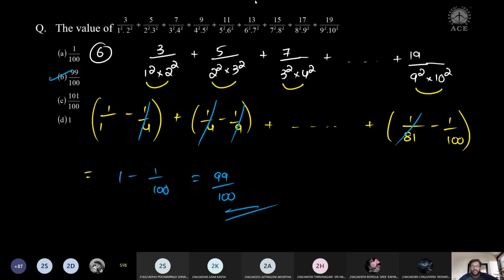99 divided by 100. See this question. Okay, 3 divided by 1 square into 2 square, 5 divided by 2 square into 3 square, 7 divided by 3 square into 4 square, and so on, up to 19 divided by 9 square into 10 square. Here this is the difference: 1 by 4, 1 by 9, 1 by 81. Got it? Excellent, my dear friends.